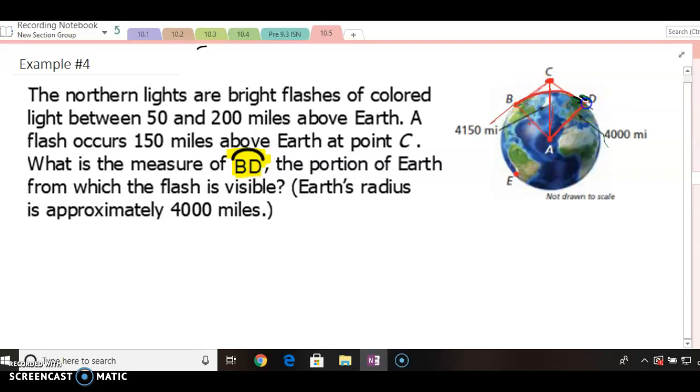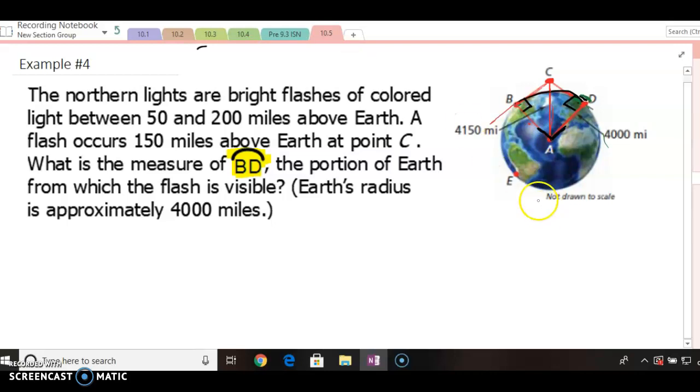So point B and point D are points of tangency, which means that this has to be a right angle and this has to be a right angle. Now, think of it this way. If I wanted to find the measure of arc BD, that would be the same as angle BAD, that entire angle.